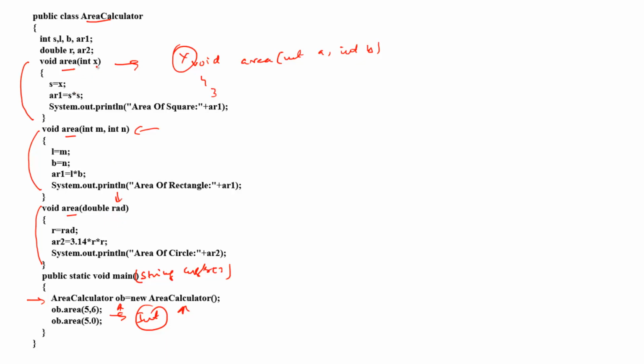Now when it passes int x, say 5.0, and if here it is ob dot area, which method will it call? This method will be called, because when it sees 5.0 it automatically takes the double, so the area of circle will be called. So if I call ob dot area 5, then which method will be called? This method will be called, because here it is not 5.0. Let me create this in the Eclipse IDE, okay.